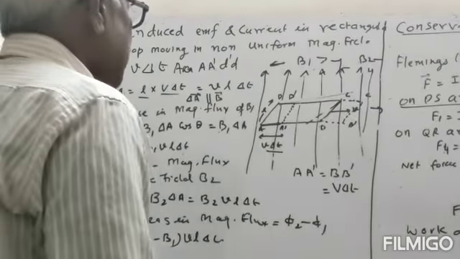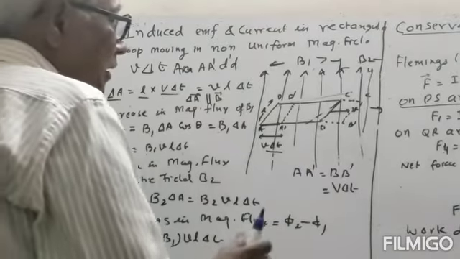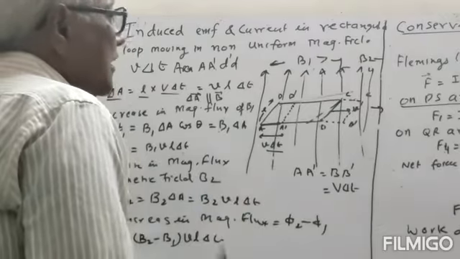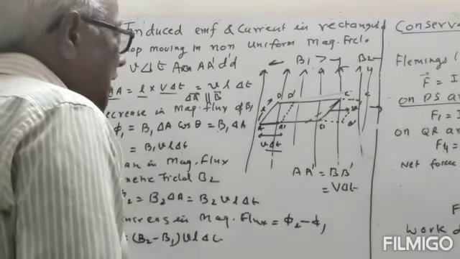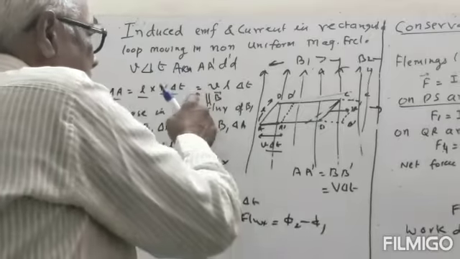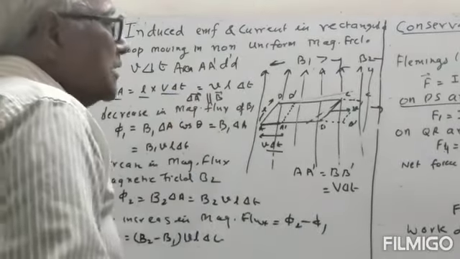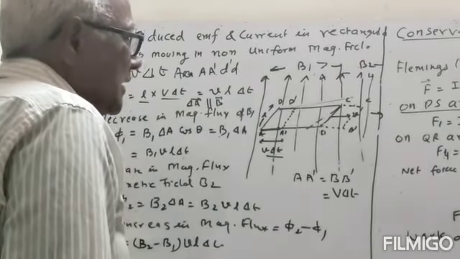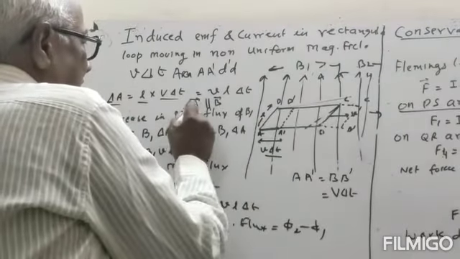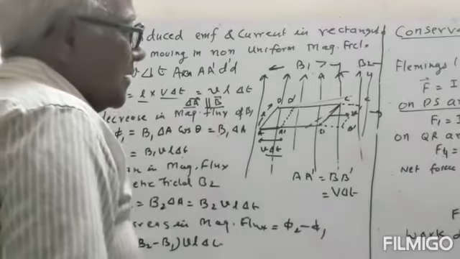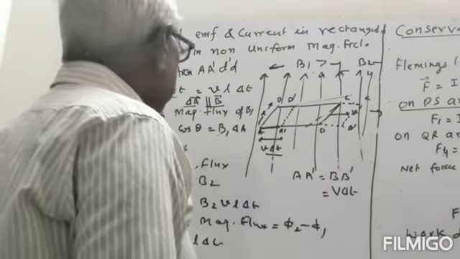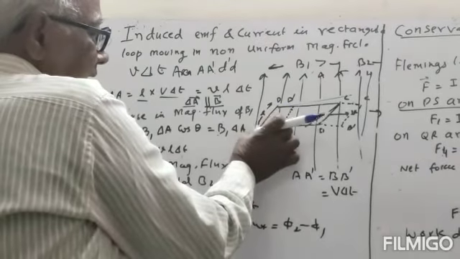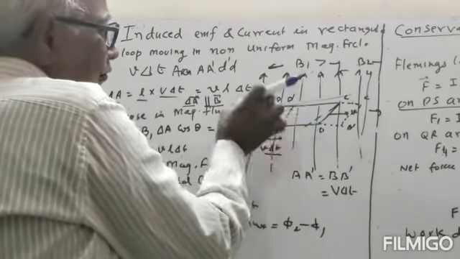Now since the magnetic field is perpendicular to the coil, the magnetic field is parallel to the area vector, because the direction of the area vector is perpendicular to the plane of the coil ABCD. So delta A and B are parallel to each other. Here the area will decrease, so the flux will decrease.